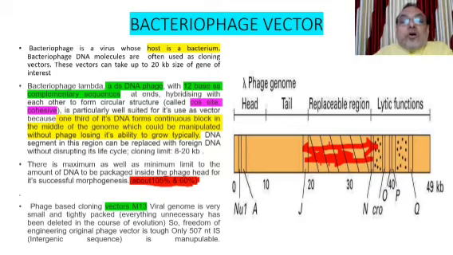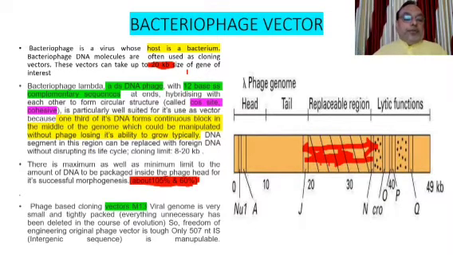Then they have the cos site at their end, the cohesive site, which is a single-stranded stretch of about 12 nucleotides, which coalesce with each other, stick to each other, giving it a rounded shape. The vector can take up to 20 kilobases of gene of interest. That is, the foreign gene which could be integrated into this bacteriophage should be of about a 20 kilobase stretch.